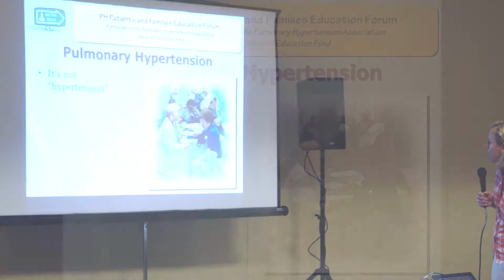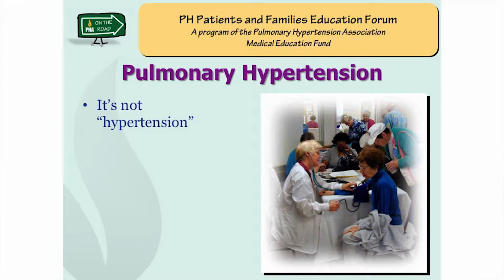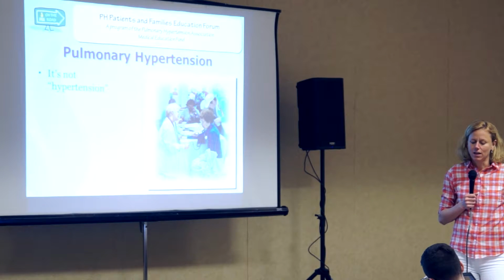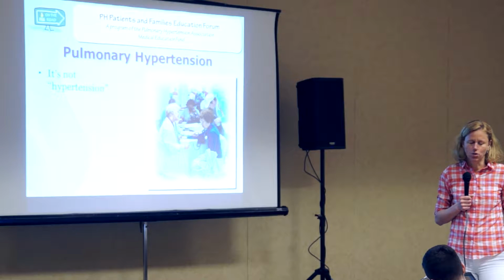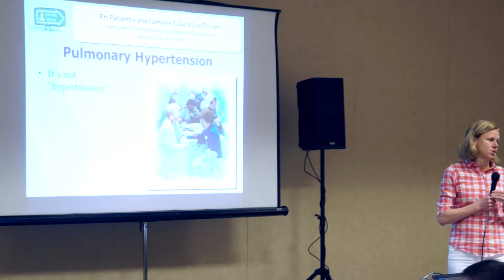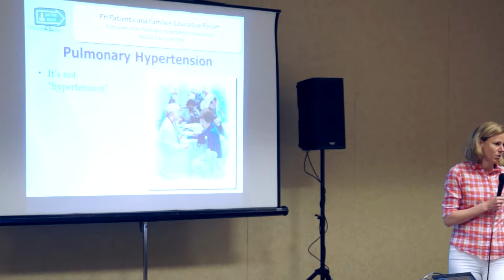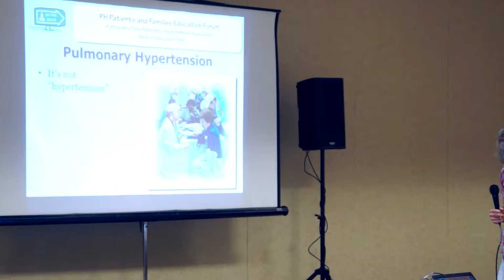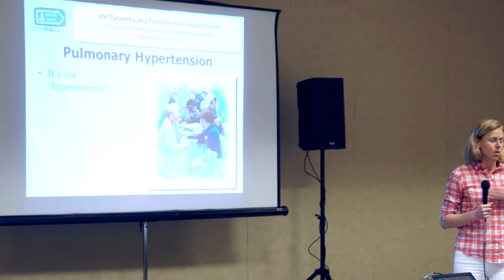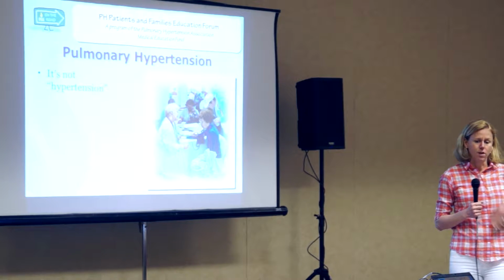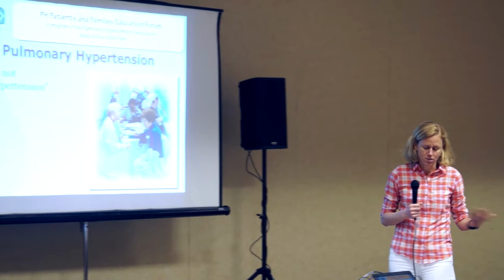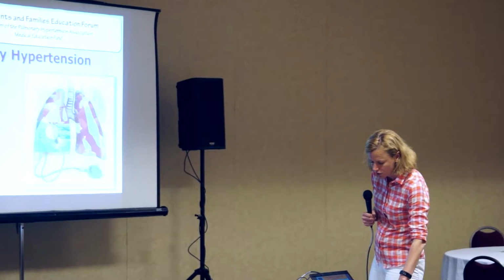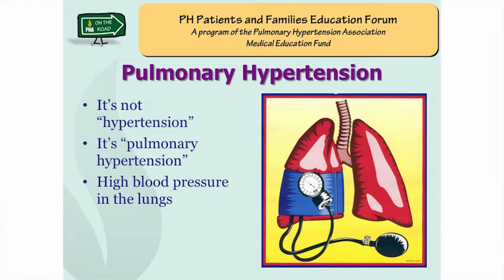So what about pulmonary hypertension? The first thing that it says on this slide is it's not hypertension, which is a true thing. A lot of people come to me very concerned that they've been told that they have pulmonary hypertension, but every time anybody checks the blood pressure in their body, it's normal. So there are different things. The circulation in the lungs is the pulmonary circulation, and the blood vessels in the body are the systemic circulation. So they're just two different circulations. It's pulmonary hypertension, which is high blood pressure in the lungs.